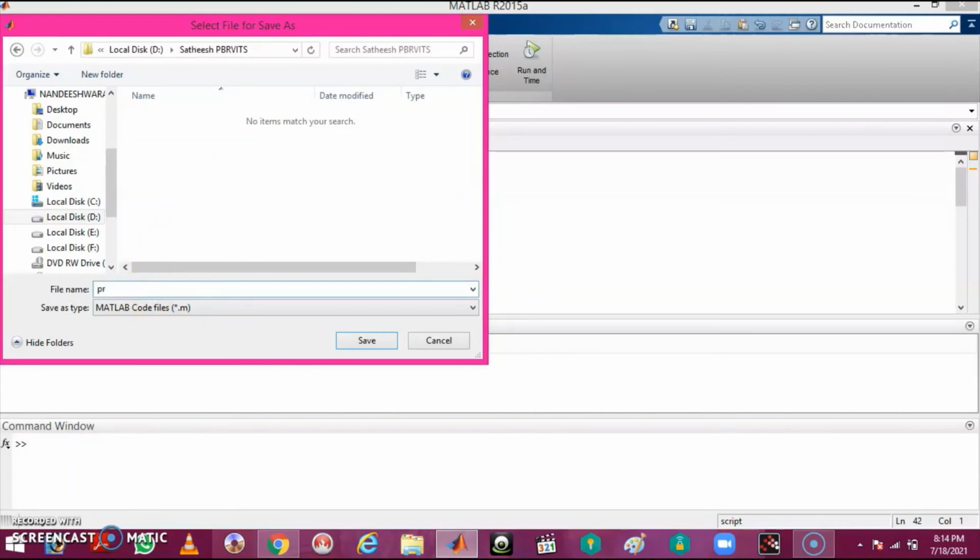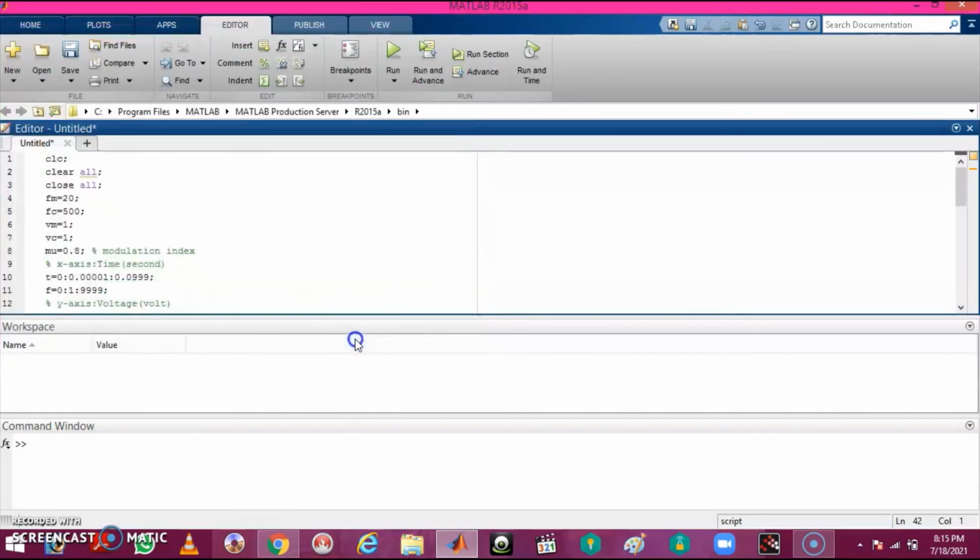The program I am saving with the name program 1. While saving the program, you should not use a name like amplitude modulation. Similarly, while saving, the first letter should be an alphabet. Okay, now I have saved. Now I am going to run this program. Here you are having Run, F5. If you press F5 also, it will run.